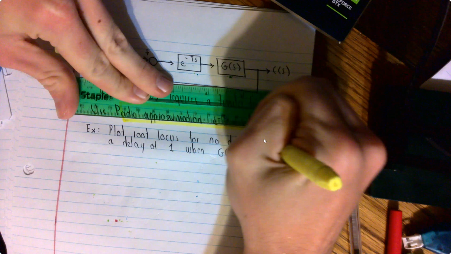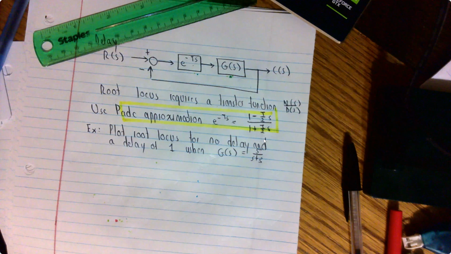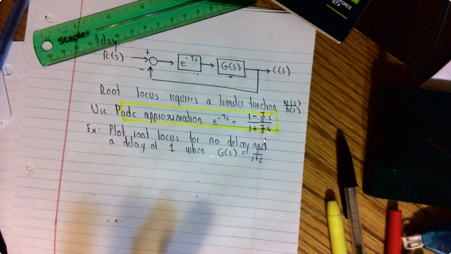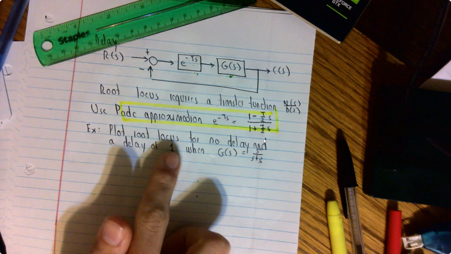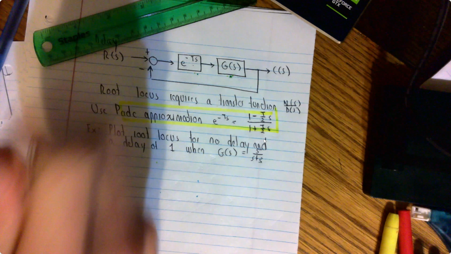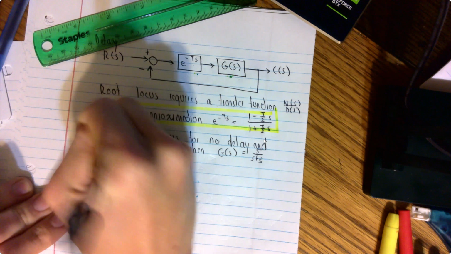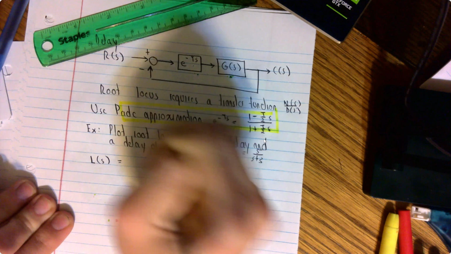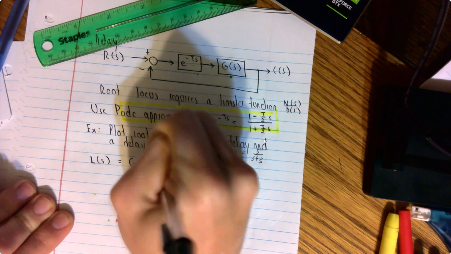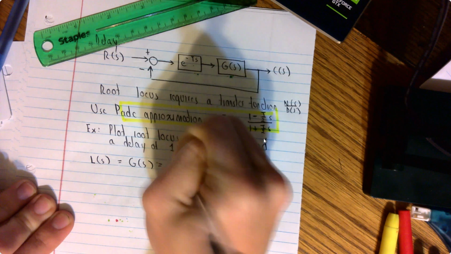And so usually we use first order. A lot of times you can use second order. You can go up in order if you want. So if we have to plot the root locus for no delay and a delay of 1, the open loop system without the delay is just going to equal G of s, which is 5 all over s plus 3.